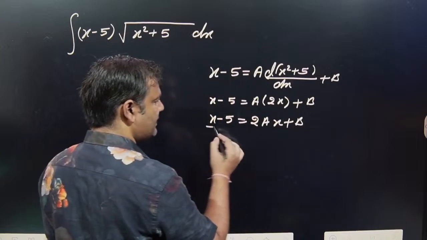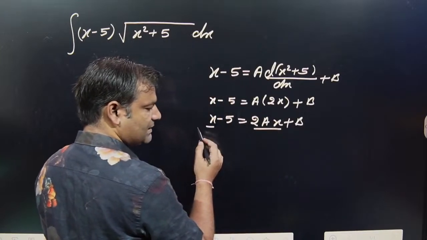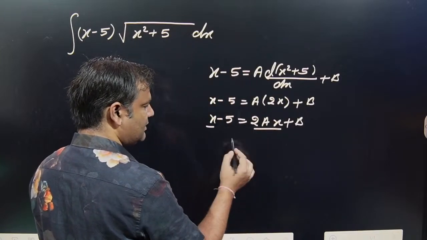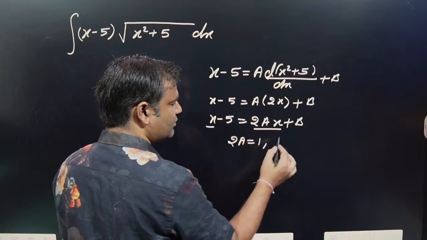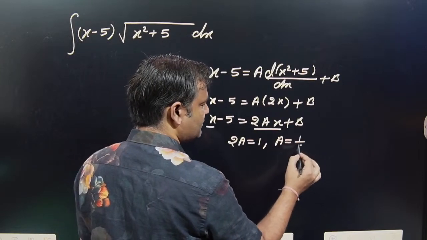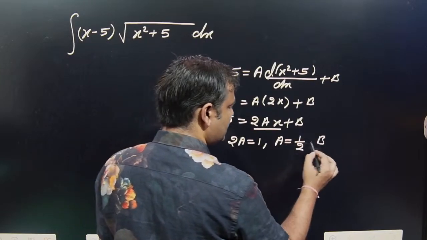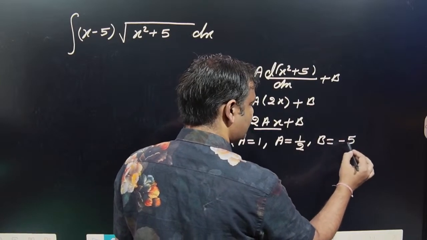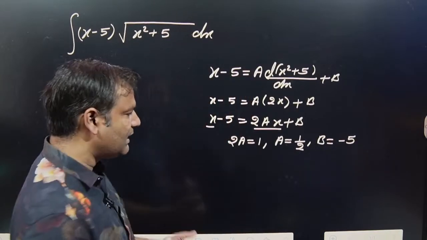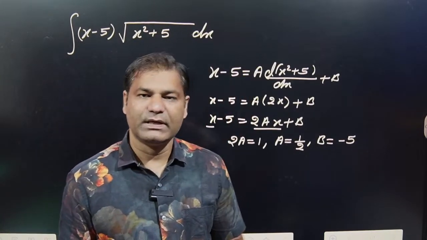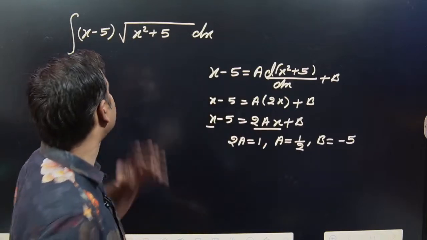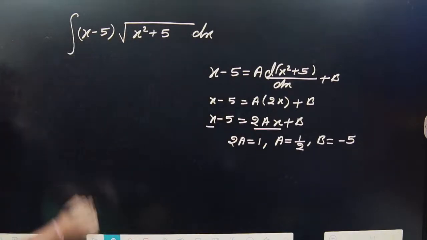Now compare the coefficient of x: 2A is equal to 1. So A is 1 by 2, and B is minus 5. So A is 1 by 2 and B is minus 5. These two values we put here. So you can write now, very carefully.